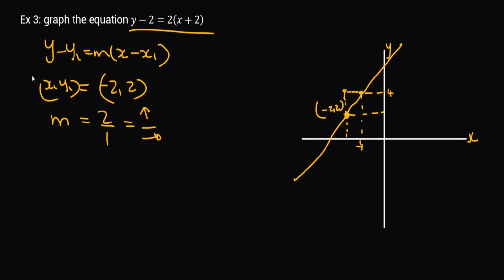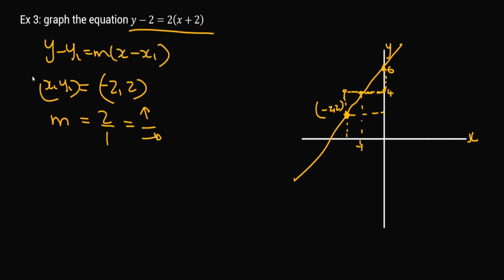From here, you can continue and say, from 4, I have to move 2 points up. That will take me to 6. And I will have to move 1 point from minus 1 to 0. And that will get me there using your slope.